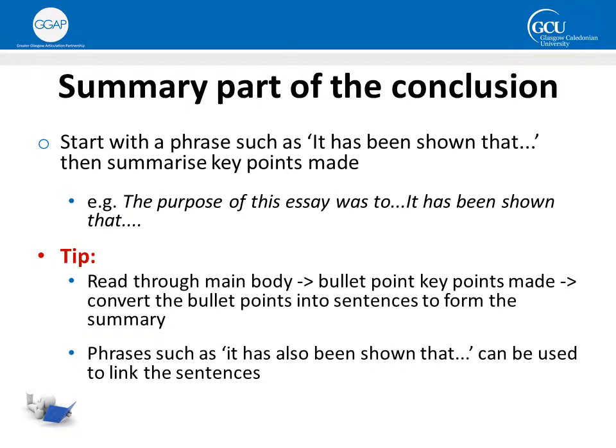Once you've done this, you should then have a list of bullet points that you can use to write your summary. Turn those bullet points into sentences and link them together, and there you've got your summary. To help link the sentences, phrases such as "it has also been shown that" can be used to make sure that your writing flows. Let's now consider how you might write the final comment.